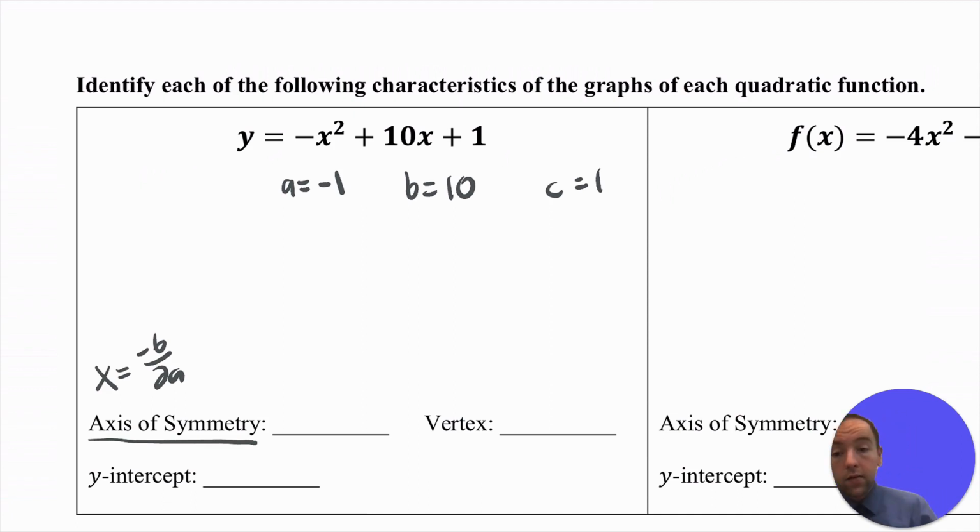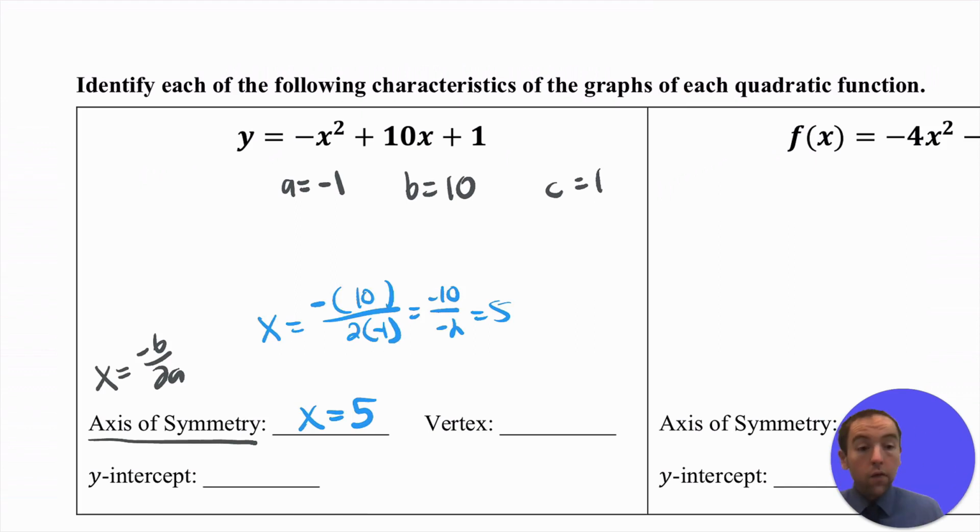To find the axis of symmetry in this particular one, it is going to be negative of your b value, so negative of positive 10, over 2 times your a value, which is 2 times negative 1. If you simplify that, you get negative 10 divided by negative 2, which equals positive 5. So the parabola has an axis of symmetry with the vertical line x equals 5. Then you'll know that the vertex, the tip of your parabola, has that same x coordinate of 5.